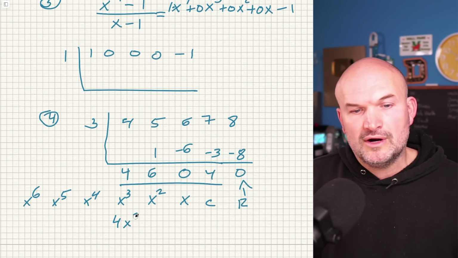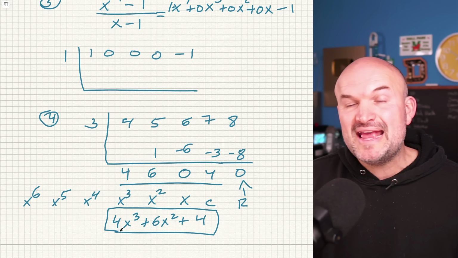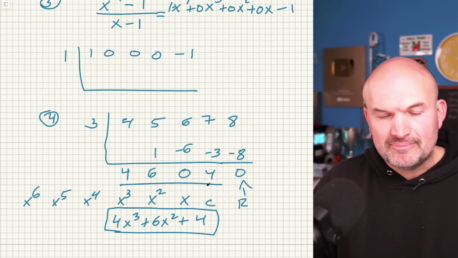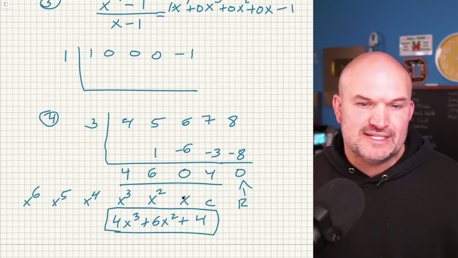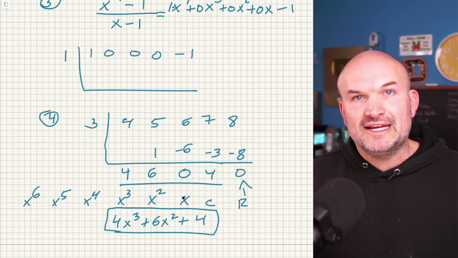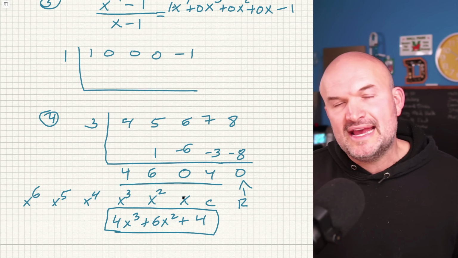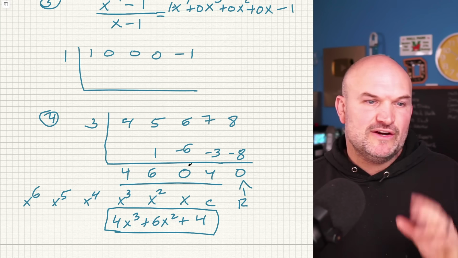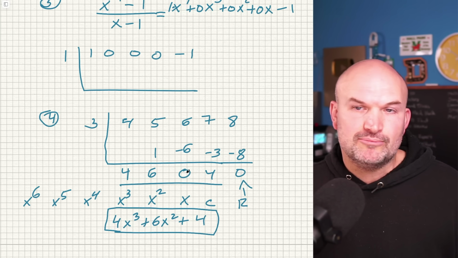So this would be a 4x cubed plus a 6x squared plus 4. That would be your quotient. And again, I'm just making up these numbers and problems. But a lot of students will do synthetic division right. They do all the work, they do all the arithmetic, but then they label the answer incorrectly. They either get confused on what goes where, or they just make a simple mistake from there. So just be very careful with synthetic division to label everything properly.